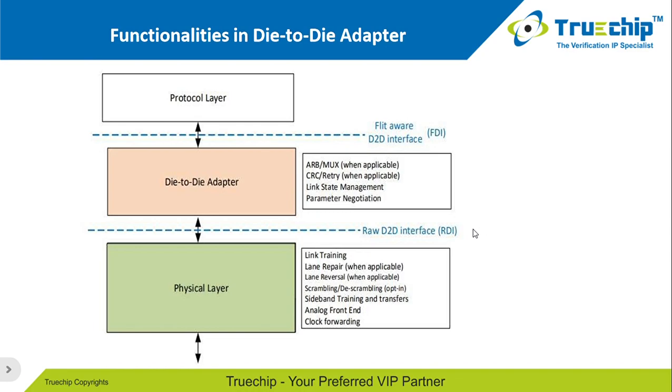And we can see that the adapter layer and physical layer are connected through an interface called the RDI interface. And here are some features of the die-to-die adapter, and these features are for the physical layer, which we'll be discussing in the next slides.